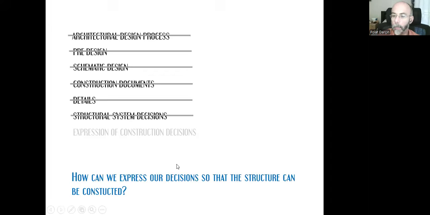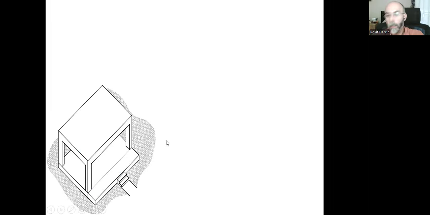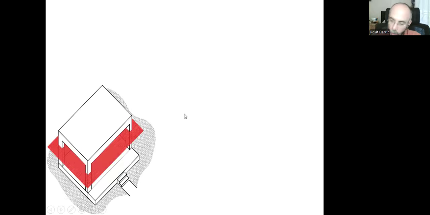Let's move on then to the expression. How can we express our decisions so that the structure can be constructed, can be built as we like? The expression of construction decisions. Here, we are going to use plan and section. A plan is a horizontal section. Just imagine you have a very large knife, you hold it horizontally parallel to the earth's surface, elevated to the eye level of a person standing there, approximately 1 meter 70 centimeters, and you cut the structure as you see.